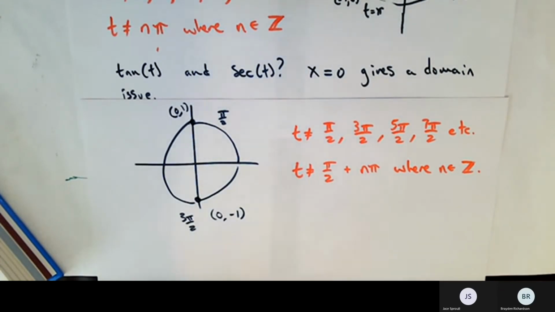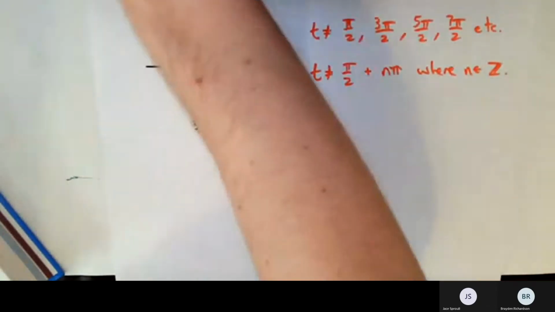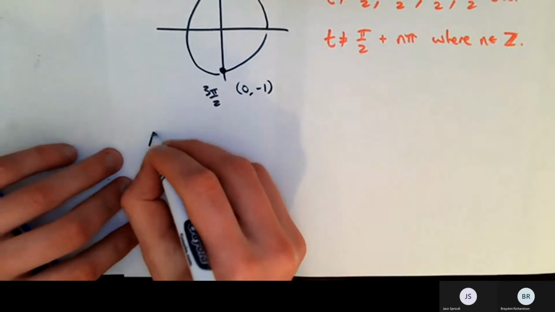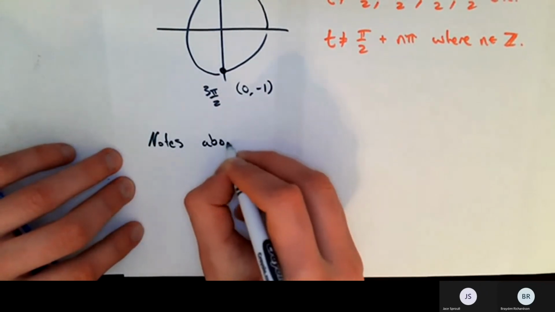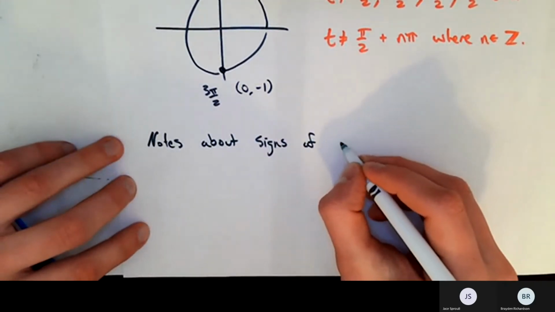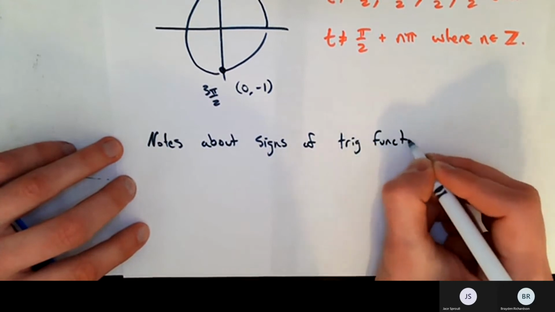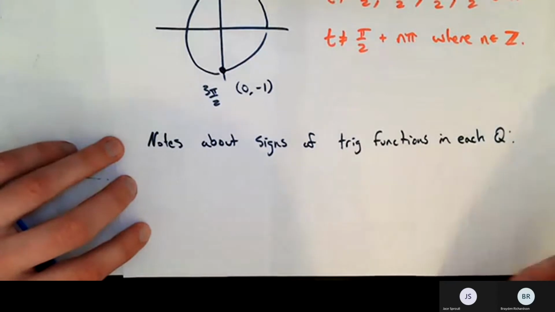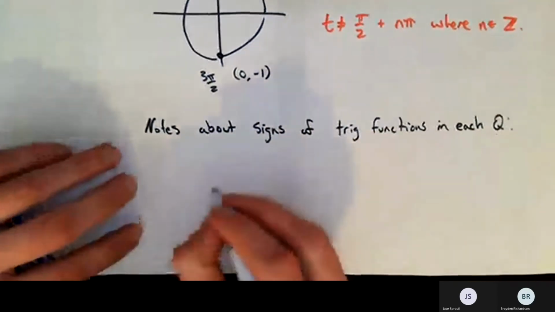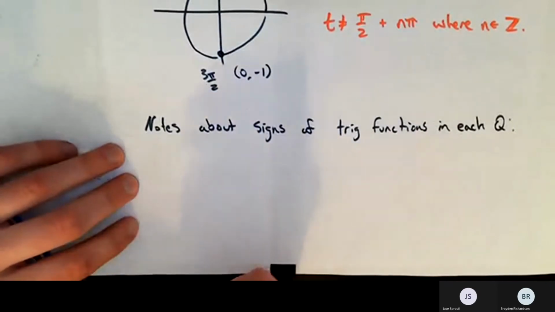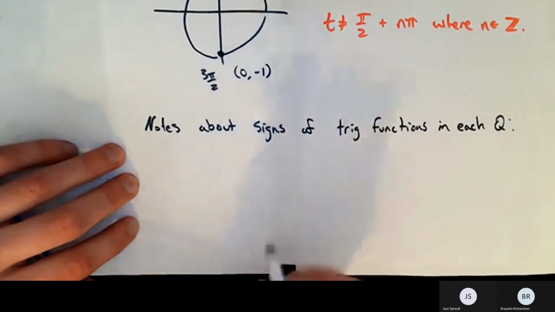We already talked about the sign. Let me say some more about the signs of the trig functions. Notes about signs of trig functions in each quadrant. So, we already know about sine and cosine, right? Sine is positive where y is positive, and cosine is positive where x is positive.